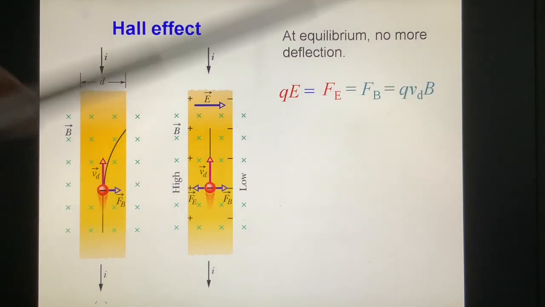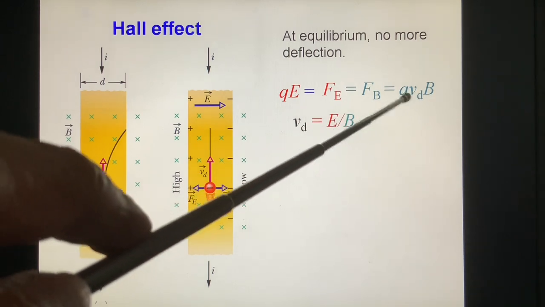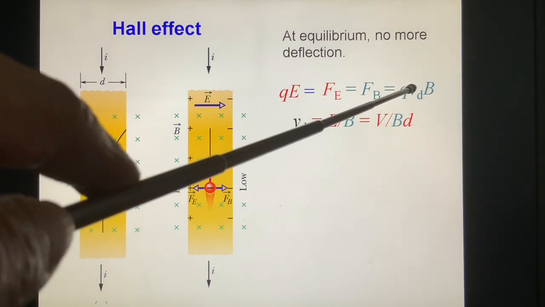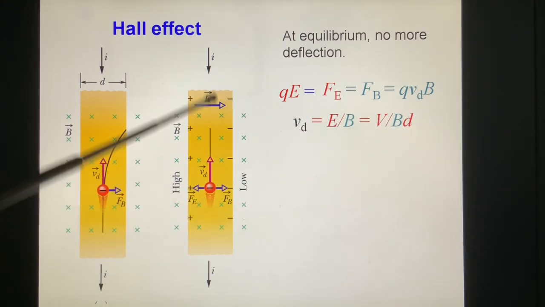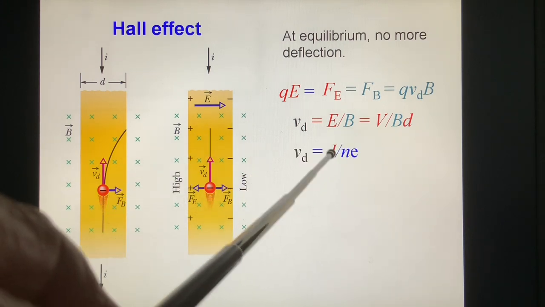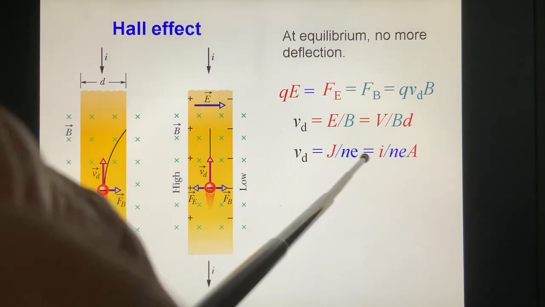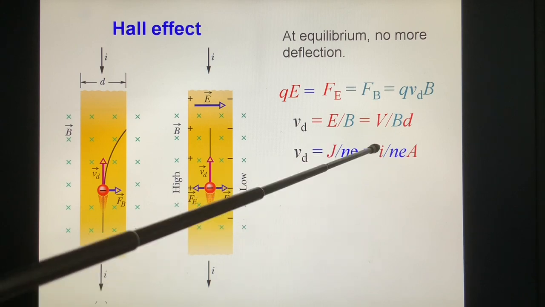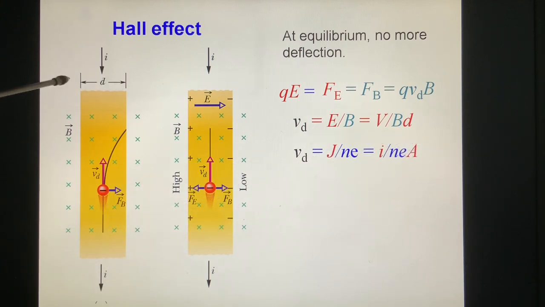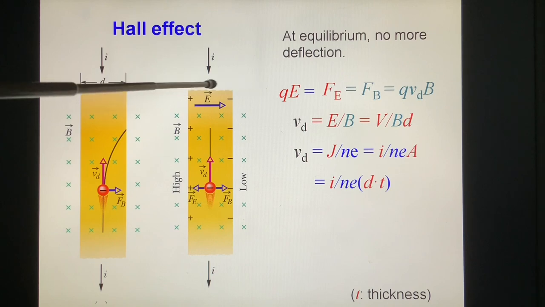qE equals qvB, so the drift velocity v_d equals E over B. E is V over d, the potential difference divided by the distance d. From the previous calculation, we know the drift speed equals the current density over n e, where n is the carrier density per unit volume and e is the charge of the electron. The current density equals the total current divided by the area. If the thickness is t, then d t is the cross-sectional area.